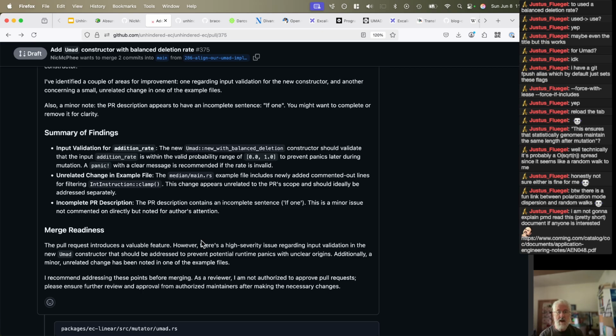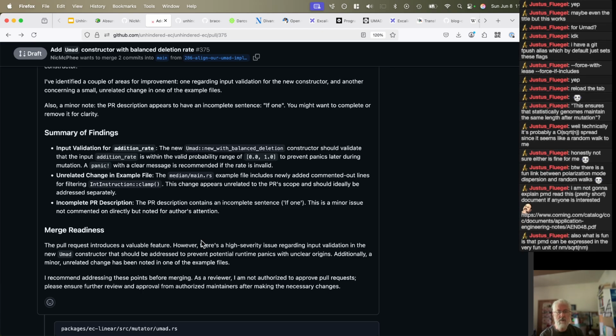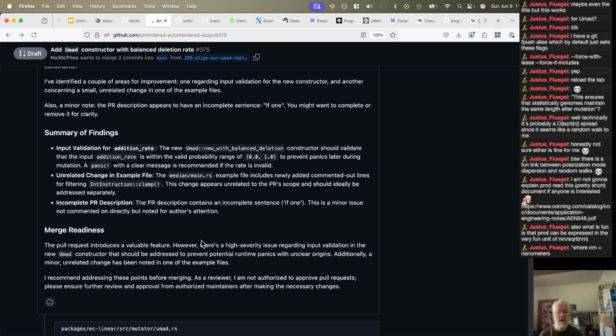The new UMAD "new with balanced deletion" constructor should validate that the input addition rate is within the valid range to prevent panics later during mutation. A panic! with a clear message is recommended if the rate is invalid.